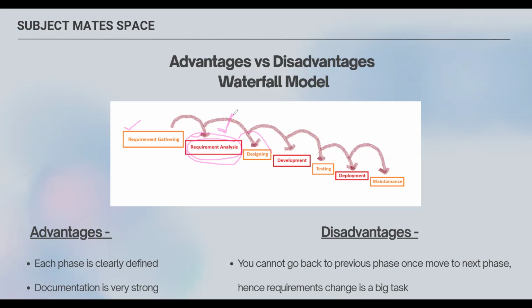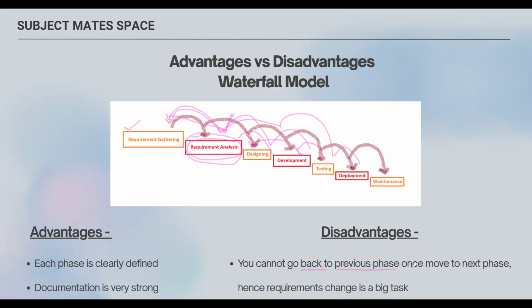So the major disadvantage is after requirement analysis, you cannot go back to requirement gathering again. After development, you cannot go back to designing. After testing, you again cannot go back to development. So waterfall always flows from up to down. Did you see any waterfall going down to up? No, right? Yeah, exactly. So the most disadvantaged part is you cannot go back to the previous phase.